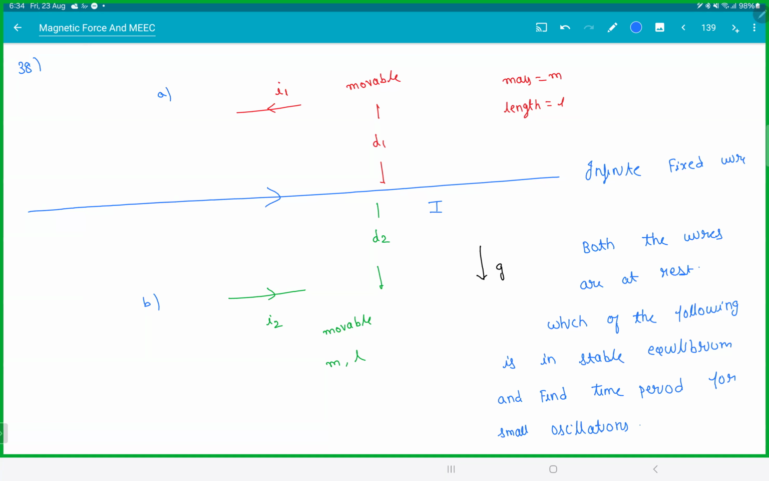How do we do that? Try, you got 2 minutes. Okay, if you figure out the stability, then get the time period. Small oscillation, that is important.